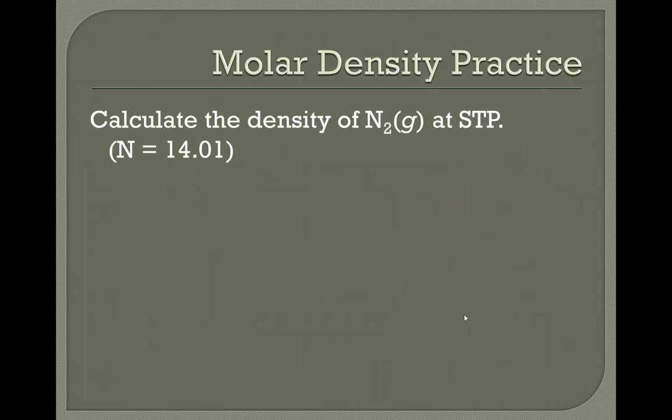So this is a really easy step to figure out the density of nitrogen gas at STP. First thing we need to do, we know density is molar mass over 22.4. So that means we need to figure out the molar mass of N2. So that's 2 times 14.01, which is equal to 28.02 grams per mole. So the molar mass is 28.02 grams over 22.4 liters, and that gives us 1.25 grams per liter for the density.